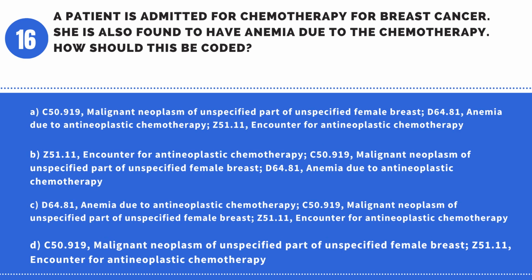Question 16. A patient is admitted for chemotherapy for breast cancer. She is also found to have anemia due to the chemotherapy. How should this be coded? A. C59.19, Malignant neoplasm of unspecified part of unspecified female breast, D64.81, anemia due to antineoplastic chemotherapy, Z51.11, encounter for antineoplastic chemotherapy.